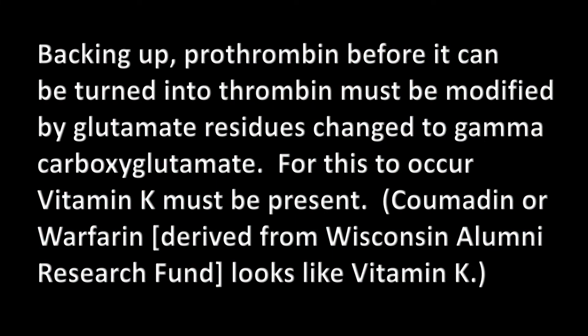So back up a little bit. Prothrombin, before it can be turned on into thrombin, must be modified by glutamate residues changing to gamma carboxyglutamate. For this to occur, vitamin K must be present. Most of you know if you don't have vitamin K, what's wrong? You're going to bleed. One of the drugs, this is just an aside, it's not part of the evolution, but I thought it was interesting.